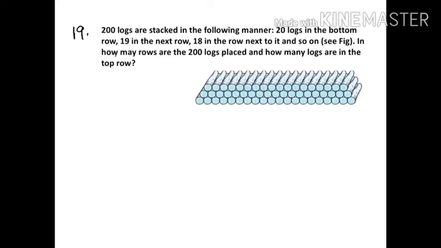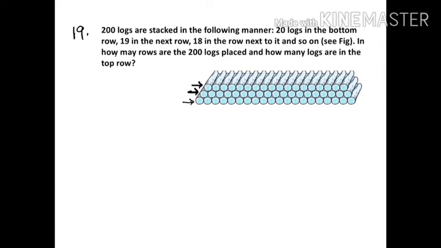Question number 19. 200 logs are stacked in the following manner: 20 logs in the bottom row, 19 in the next row, and 18 logs in the row next to it, and so on. In how many rows are the 200 logs placed, and how many logs are in the top row?